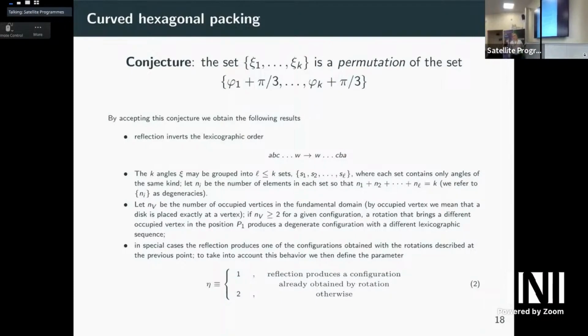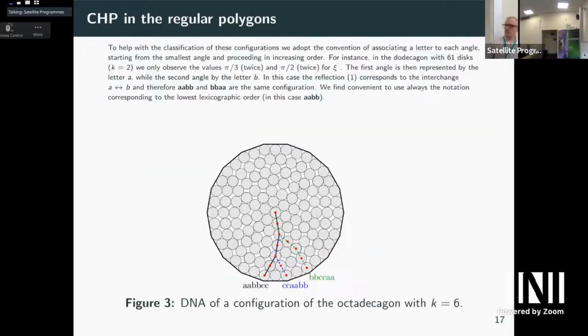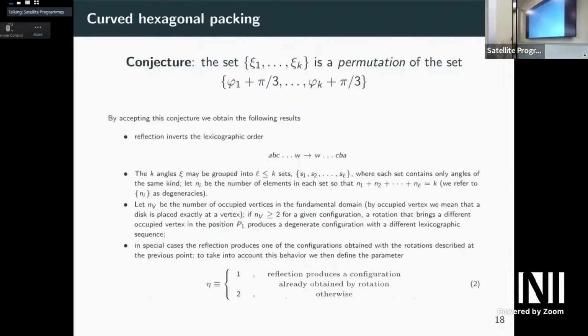The conjecture is that the set of angles psi is just a permutation of the phi plus pi over 3. So it really means that when you think of this black line joining the corner with the center, it is not arbitrary. There are very special conditions that have to be met. I don't know, maybe it's simple to prove. But if you do this, then there are all kinds of things that you can take into account.